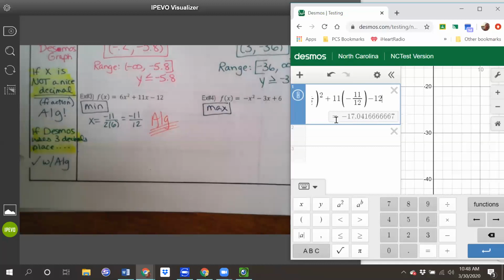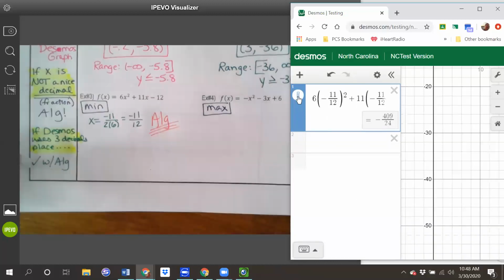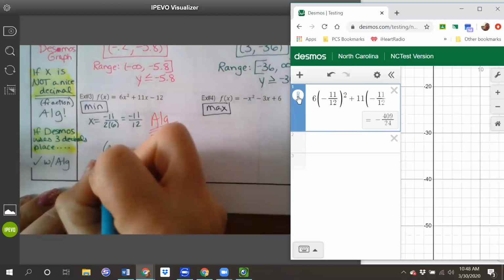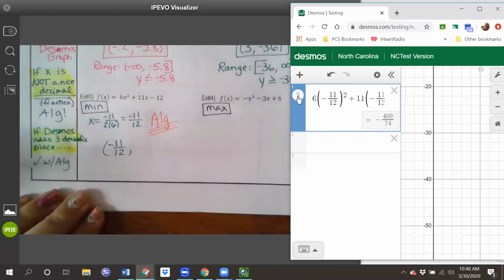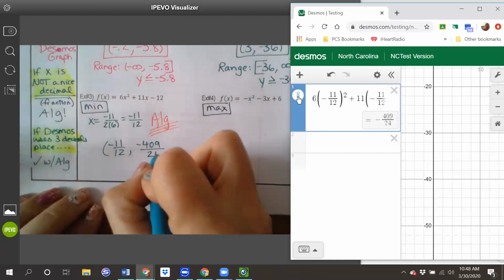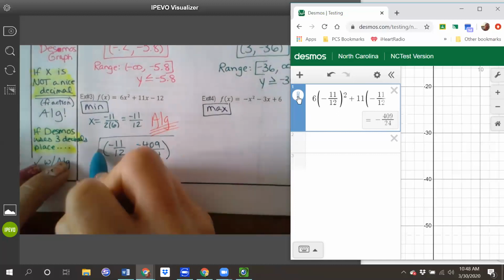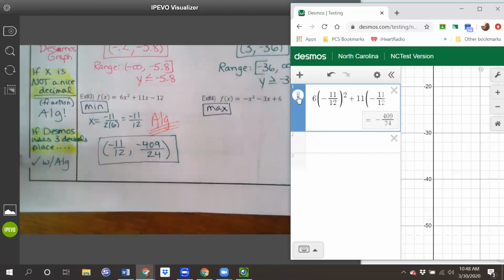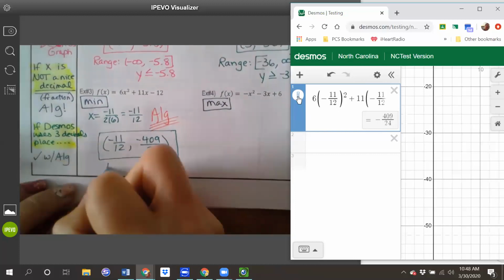Check it out. I put in a not nice decimal and I'm getting a not nice answer. I can't write that. I don't want to round it, but kiddos, do you see right here? I'm going to take that decimal answer and I'm going to click right here and it's going to change that into a fraction. Boom. So that means that my vertex was at negative 11/12, comma, and then Desmos converted back into a fraction for me. So negative 409 over 24. That way I have exact answers here. I have exact values.